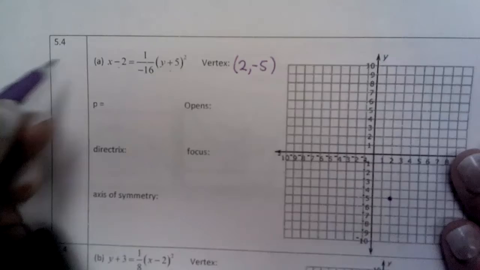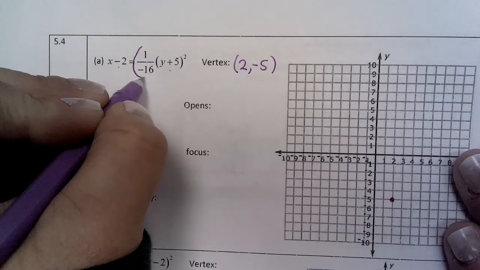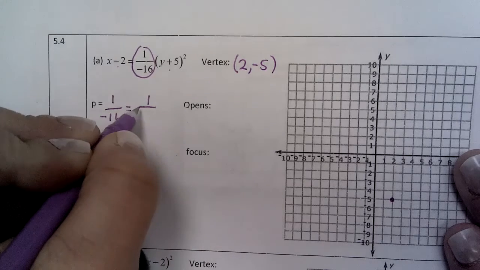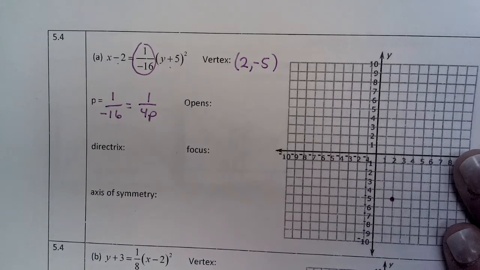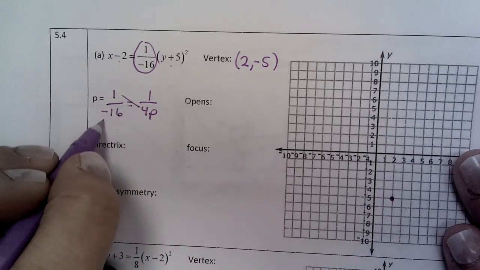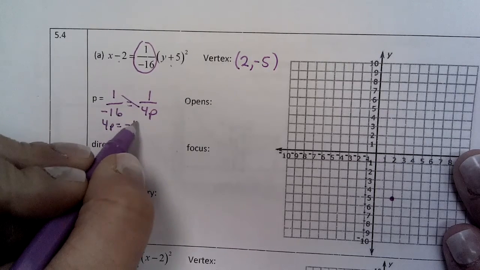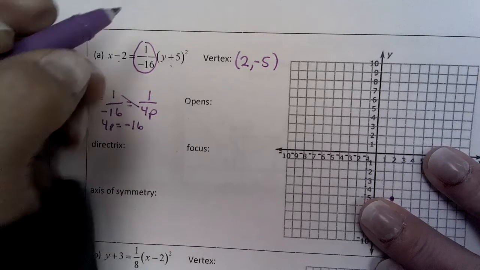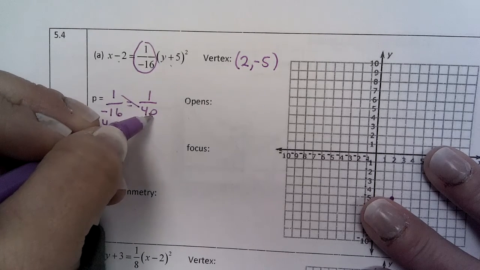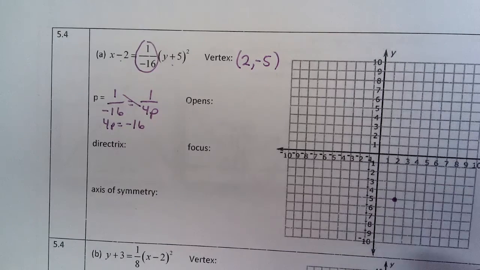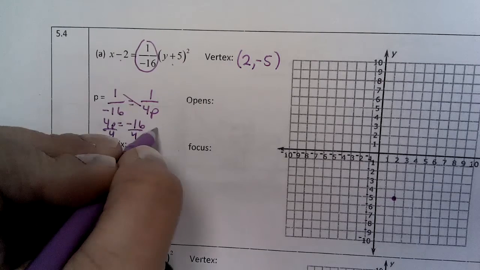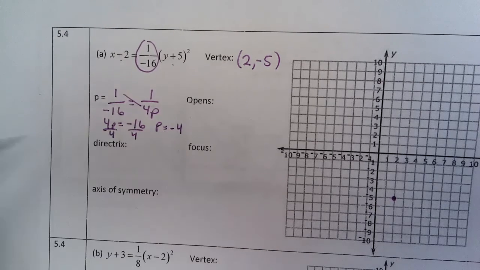Now I need to find my p value. What I'm always going to do is take whatever's right there and set it equal to 1 over 4p, because in my equation, that's what actually goes there. Now we can cross multiply to solve. So 4p equals negative 16. And the reason I say to do it this way is because if this is a whole number, then your p is going to have to be a fraction, which gets a little harder to solve. So if you just get in the habit of doing it this way, then you never have any problems. So now we get p equals negative 4.